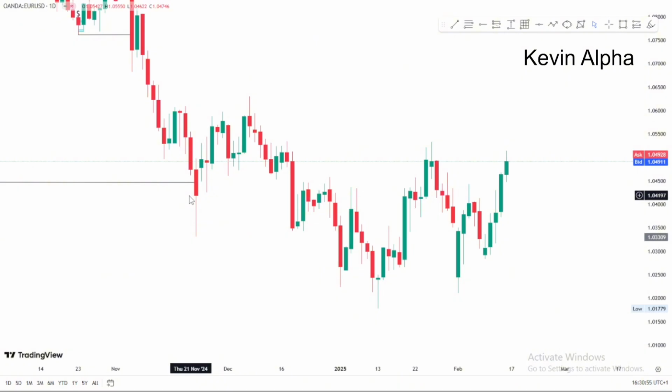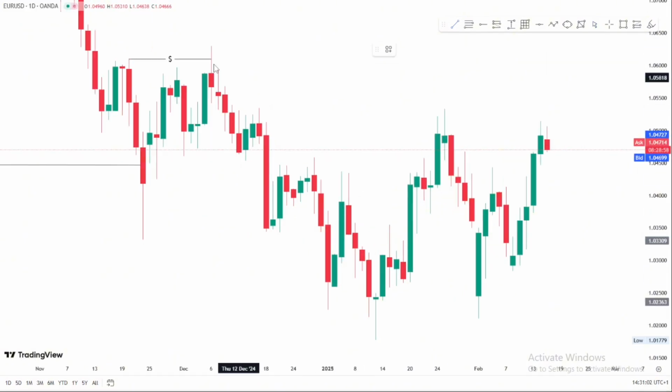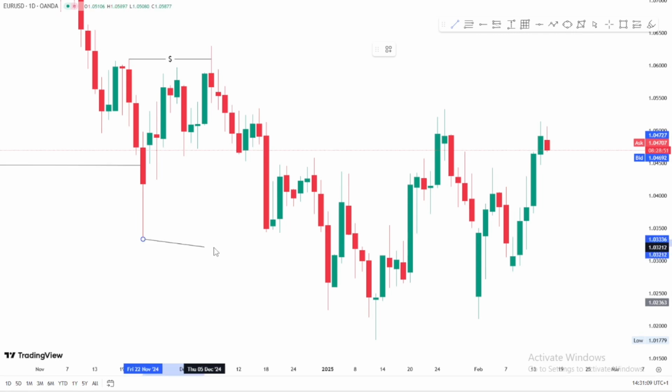That's pullback number one. And then it comes up to take that pullback liquidity. That pullback's liquidity is called an inducement. The last pullback's liquidity. Now, this candle wick took the inducement. It did not close with a candle above the inducement. It closed below the inducement, so it just took the inducement with a wick.